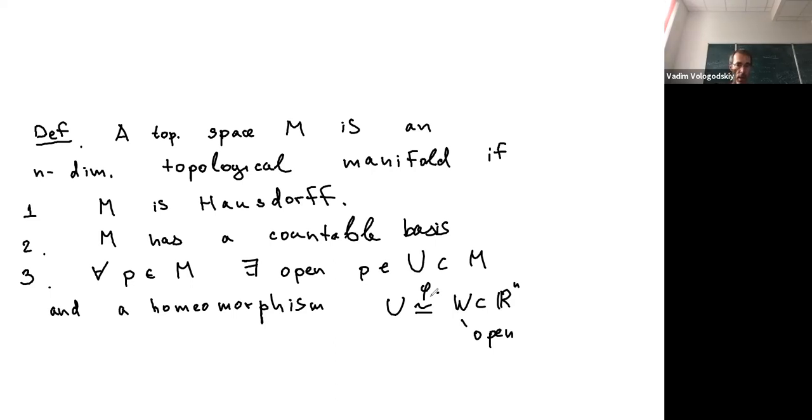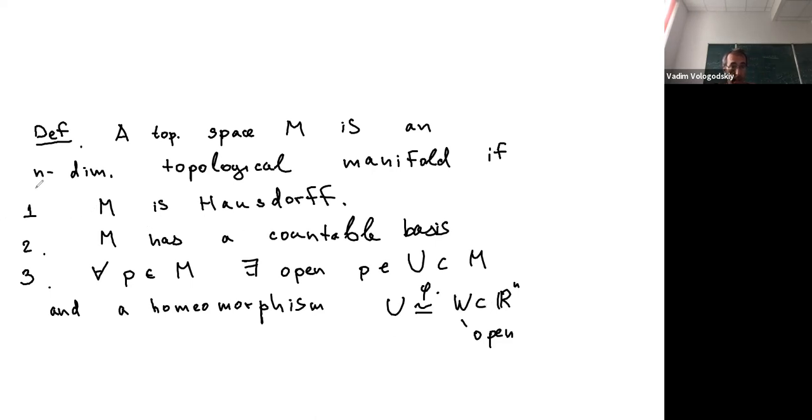So, locally, a topological manifold is a topological space which locally looks like an open subset in Rn, and of course I can arrange my U so that U is actually homeomorphic to an open disk in Rn or even the entire space, Rn itself. So it's locally homeomorphic to Rn.